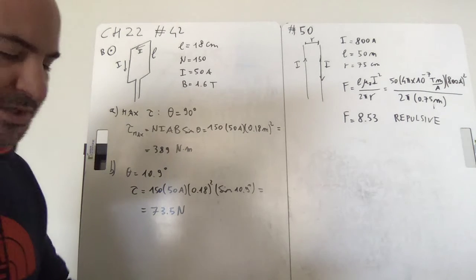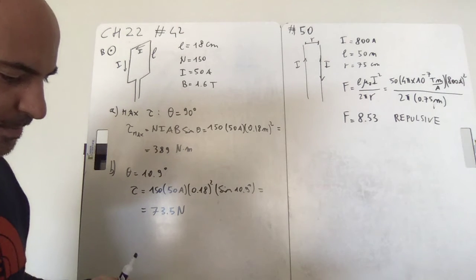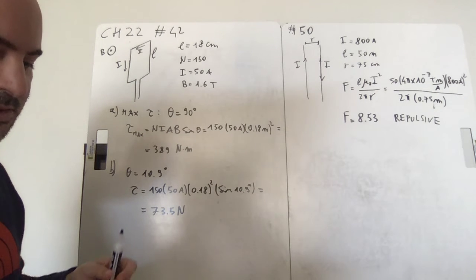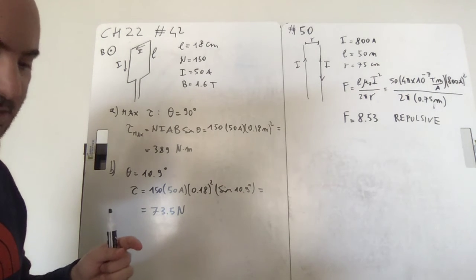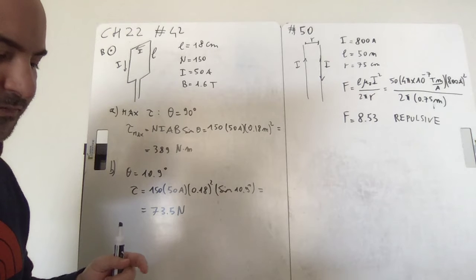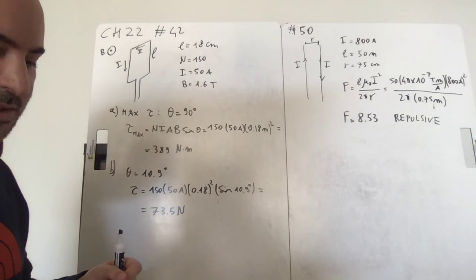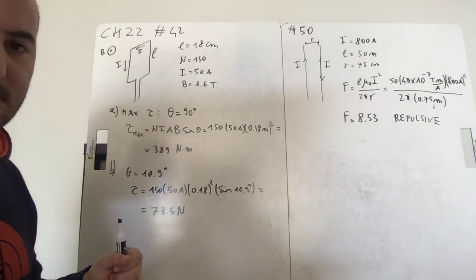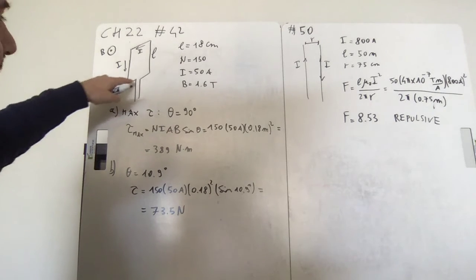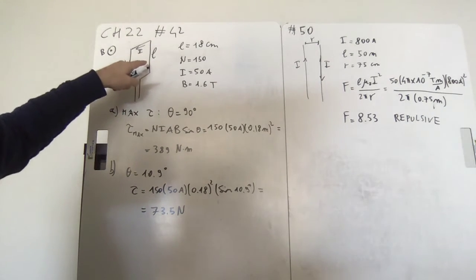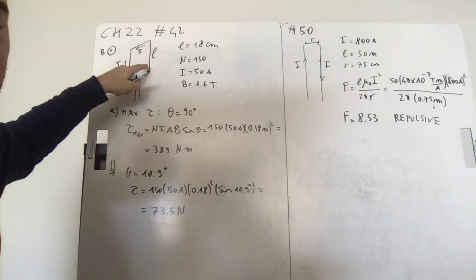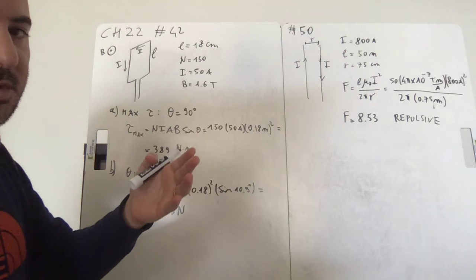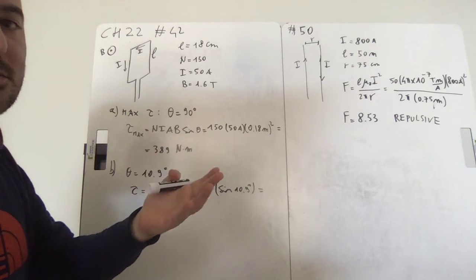The question is, what is the maximum torque on a 150 turn square loop of wire that is 18 centimeters on each side, that carries a 50 ampere current and is immersed in a field of 1.6 Tesla? So I only draw one of these square loops over here. It doesn't really matter originally what the orientation is for the purpose of this problem, because we want to know what is the maximum torque.